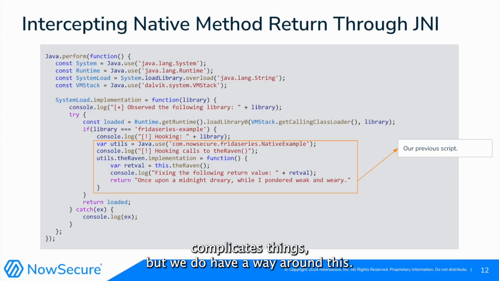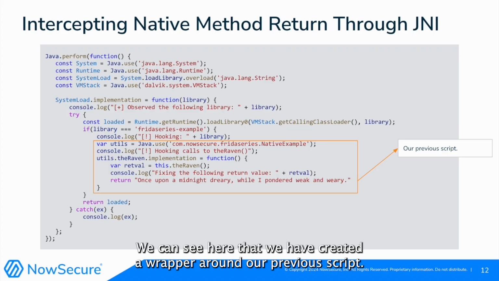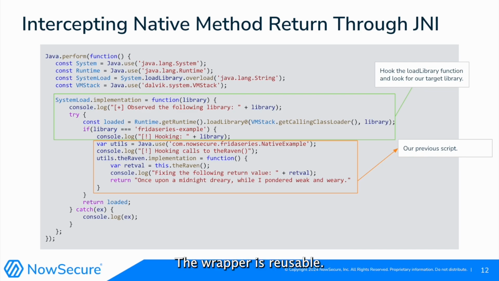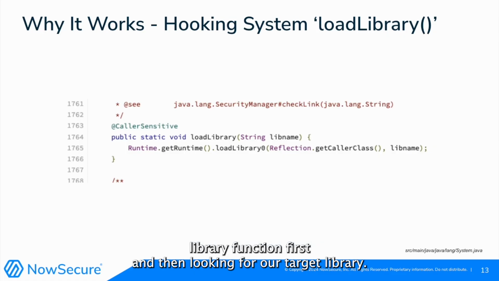That certainly complicates things, but we do have a way around this. We can see here that we've created a wrapper around our previous script. Yes, it's quite a few added lines, but don't be overwhelmed. The wrapper is reusable. In this section, we're simply hooking the System.loadLibrary function first, and then looking for our target library. Once that is loaded, then we can continue with our script.